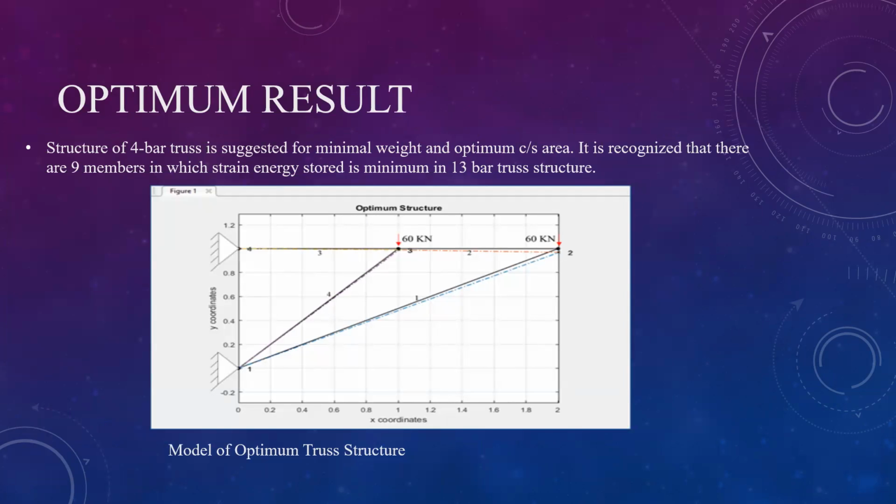Optimum result. The structure of a 4-bar truss is suggested for minimal weight and optimum cross-sectional area. It is recognized that there are 9 members in which the strain energy stored is minimum in the 13-bar truss structure, with the optimum structure at 60 kilonewtons, and this is a model of the optimum truss structure.